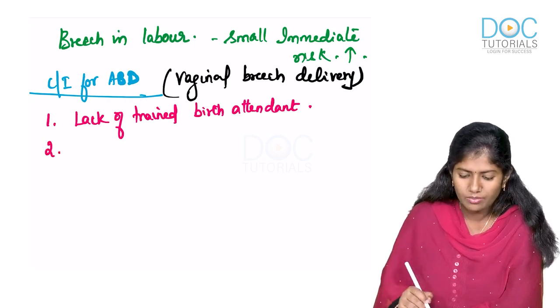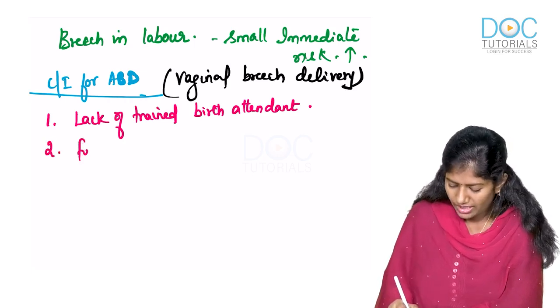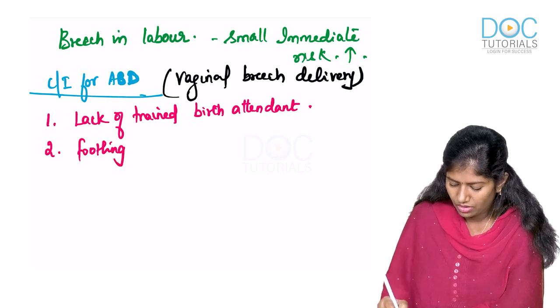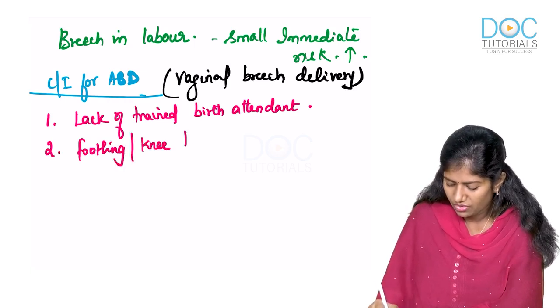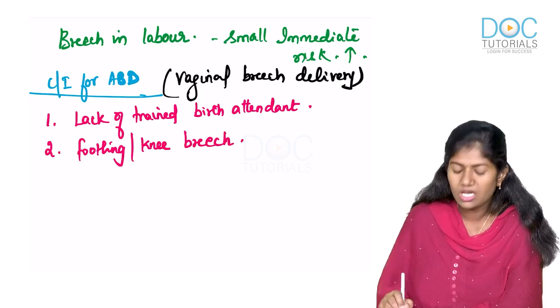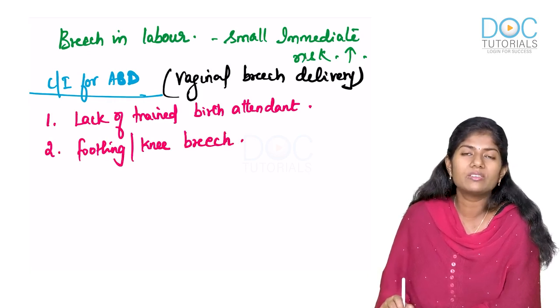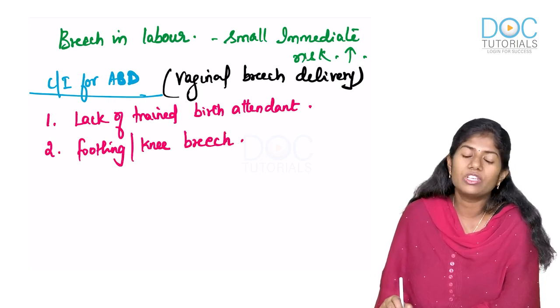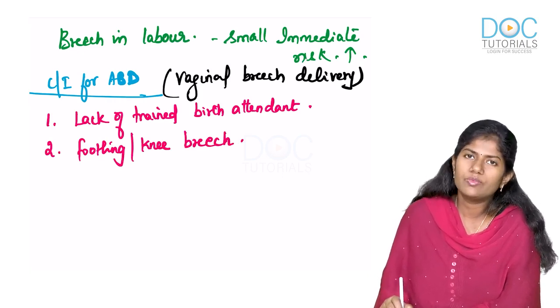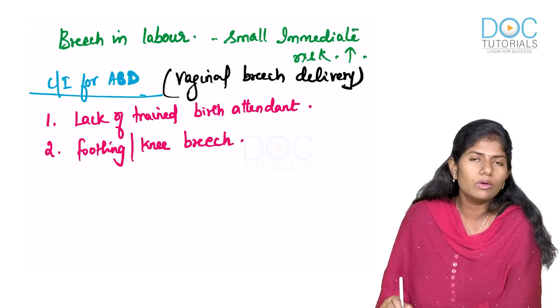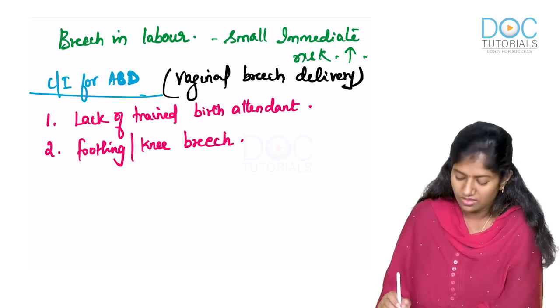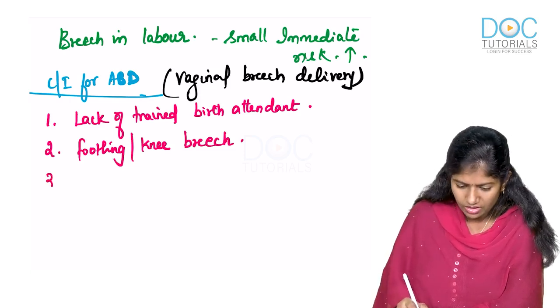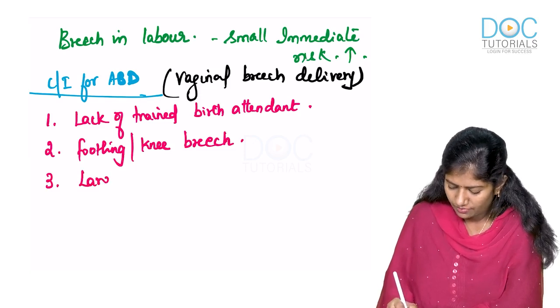Point number 2, footling or knee breech. Footling or knee breech is a contraindication for assisted breech delivery. That means which type of breech can be delivered by assisted breech delivery? Yes, extended breech or frank breech is the most favorable one. Flexed breech is also okay, but footling or knee breech should never be delivered by assisted breech delivery.